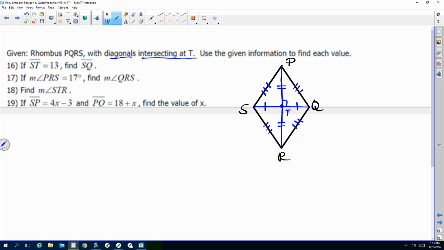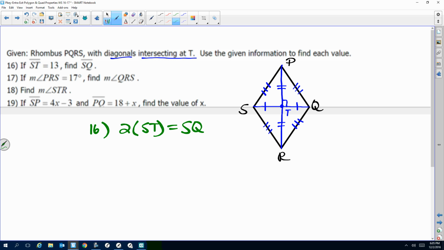Now, there is another property we're going to show, and I'm going to show it with number 17. But on number 16, they're talking about ST and SQ. Well, ST is part of the whole diagonal that I know is getting bisected. So I can just say, for number 16, if I double my ST, it equals SQ. Okay? And so, real simple, we have the value of SQ.